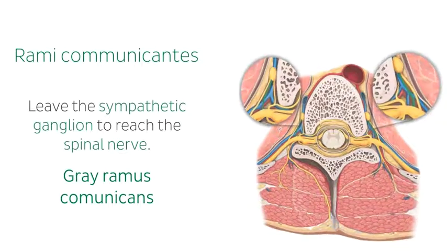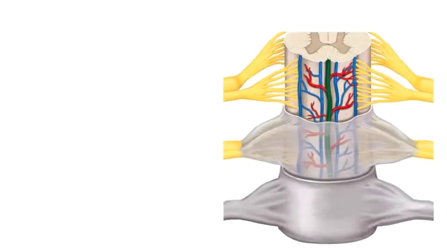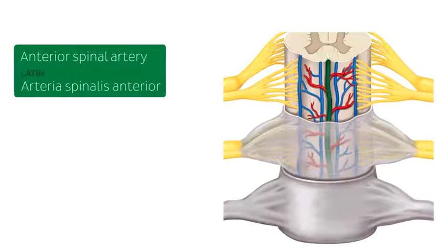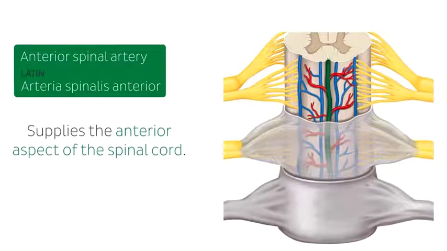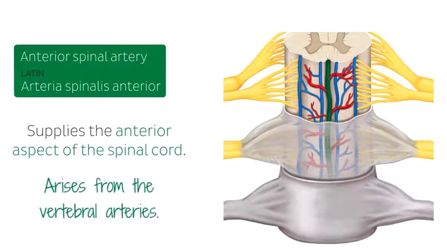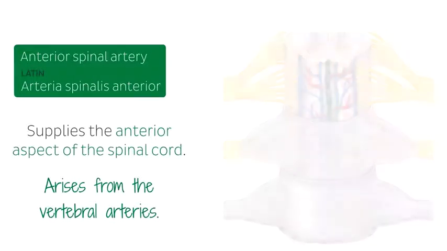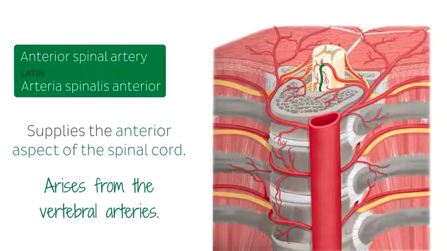The final structure that we're going to look at here is a blood vessel of the spinal cord. Here we see the anterior spinal artery, which supplies the anterior aspect of the spinal cord. This artery arises from the vertebral arteries and descends along the anterior aspect of the spinal cord as one single trunk, all the way down to the filum terminale. Along its course, the anterior spinal artery gives off several small branches. In the next image, we can see the anterior spinal artery at the thoracic level.